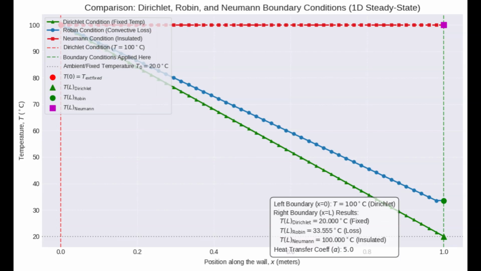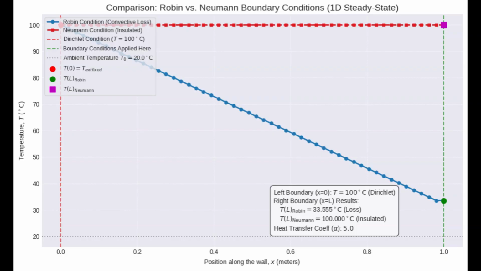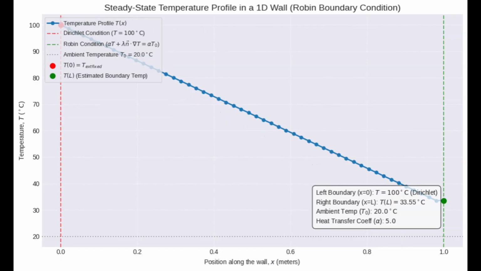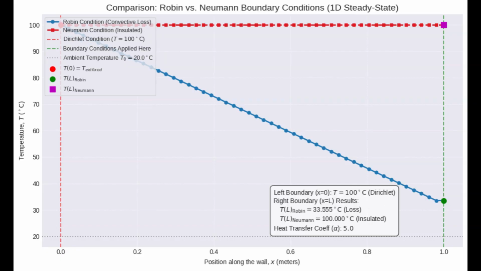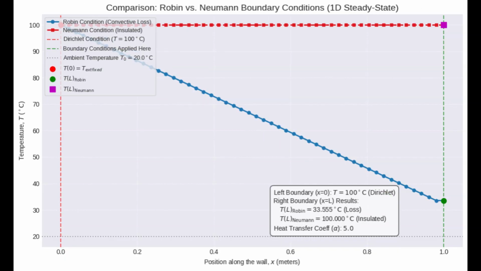The Dirichlet, fixed temperature, condition forces the temperature to a set ambient value, 20 Celsius, representing the maximum possible heat transfer and the steepest linear temperature drop. The Robin, Newton's cooling, condition, which models convection, yields a physically realistic intermediate temperature, 33.33 Celsius, where the heat flow is moderate, proportional to the temperature difference between the wall surface and the ambient air.